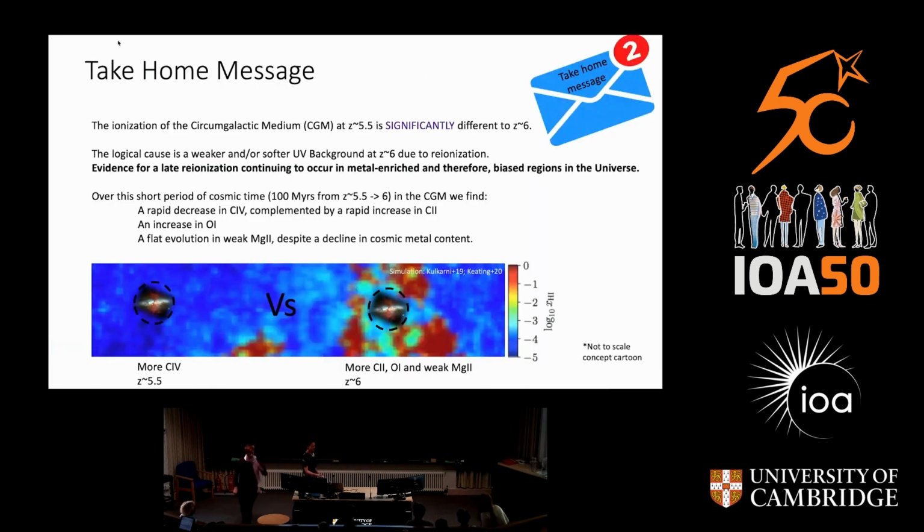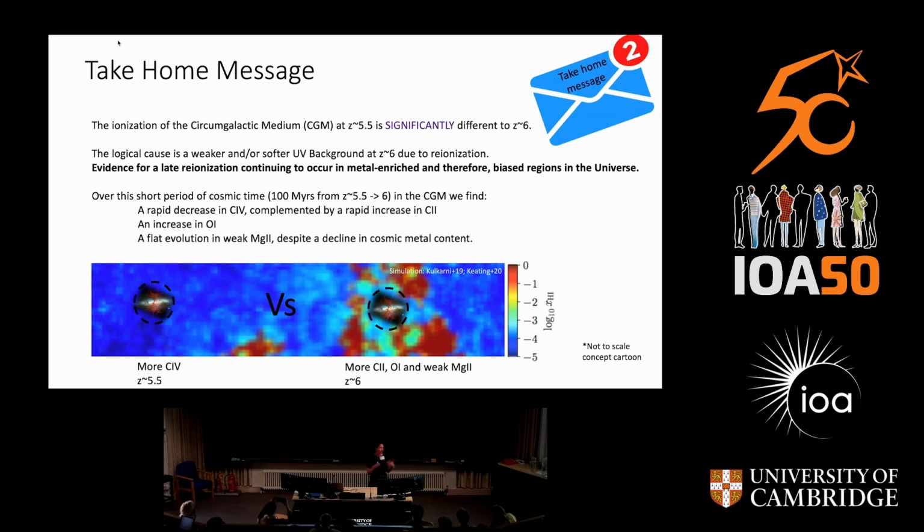Thanks very much. Because I am standing in between you and lunch, I'm going to bring you my take-home message, which is that the ionization of the circumgalactic medium is significantly different at a redshift of 5.5 compared with a redshift of 6. The logical cause for this is a weaker or softer UVB due to reionization at a redshift of 6. We're taking this as evidence of a late reionization continuing to occur in metal-enriched and therefore biased regions of the universe.